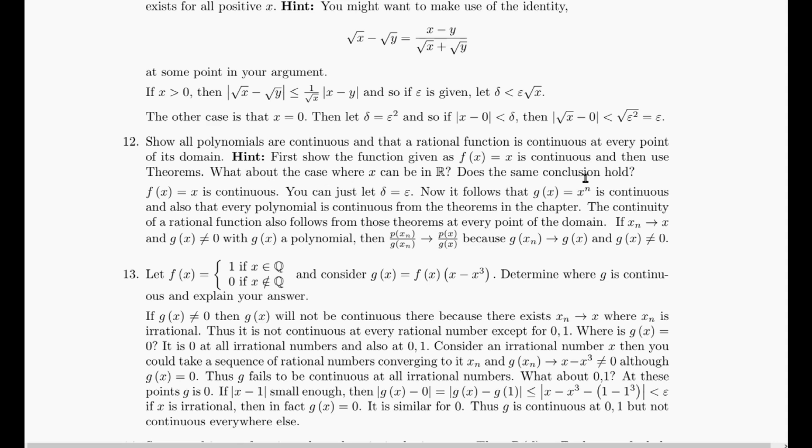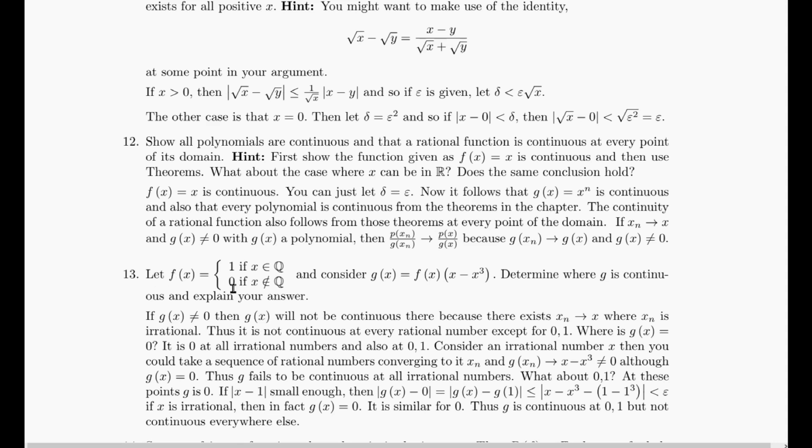In other words, I know that all polynomials are continuous. Now, what about rational functions? Well, rational functions are quotients of polynomials. So if you have a rational function, it's of the form p of x divided by g of x. Now, if you have x sub n converges to x, and it's in the domain of the rational function, so that g of x is not 0, then you know that this converges to that because of the theorems on convergence of sequences. Because you see, g of x sub n converges to g of x, and g of x is not 0, therefore this converges to that. So you see, rational functions are also continuous at every point of their domain.